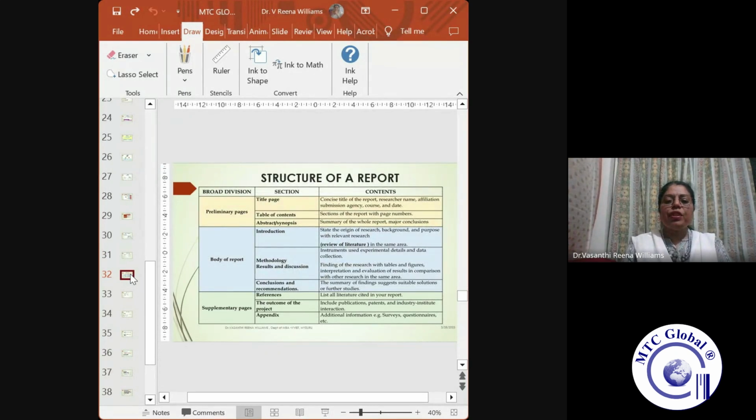Now, the structure of a report, coming to reports. Now you have done the hypothesis, you've analyzed, and you've come to a decision. Now you have to put forth, you have to give that decision to your higher ups. So this is how it happens in companies as well.